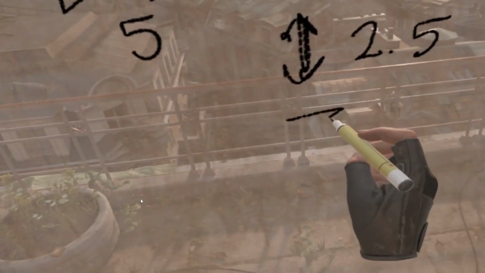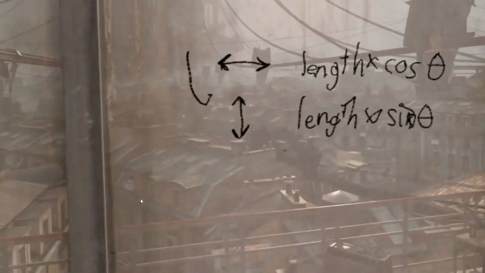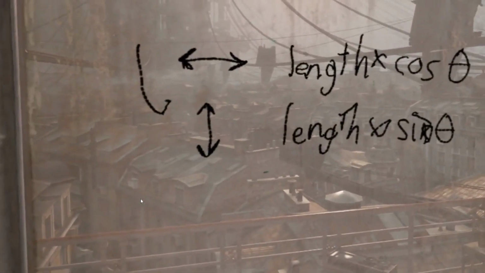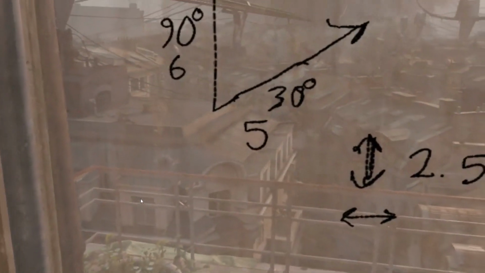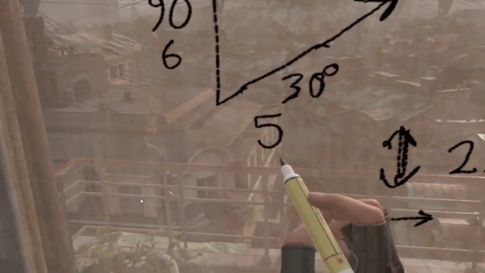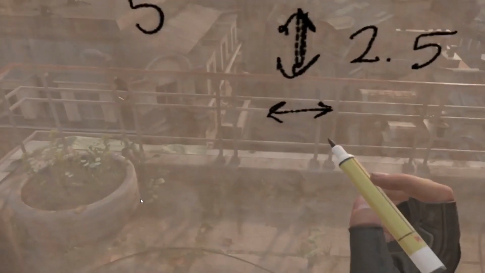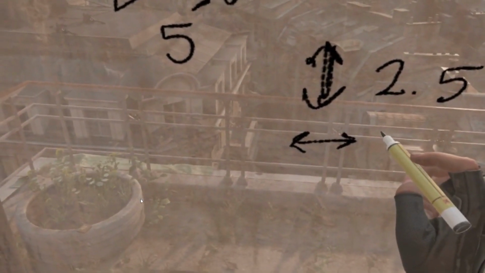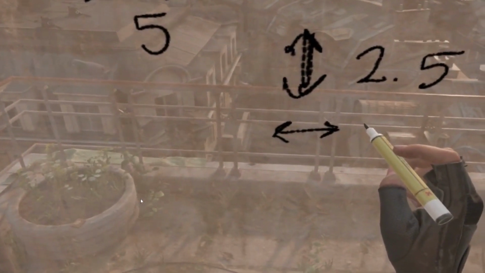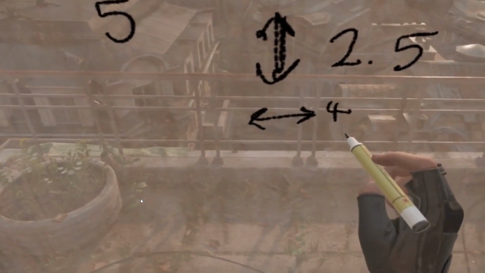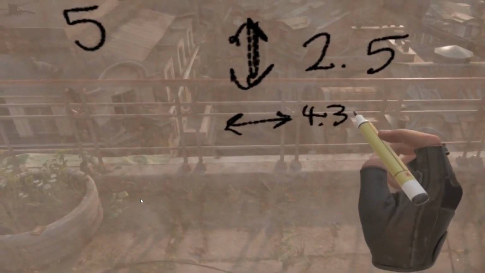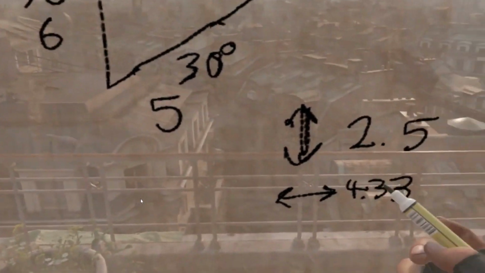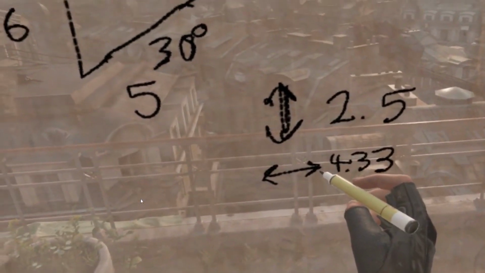So then we're going to get the horizontal, and for the horizontal it's going to be length times cosine, so cosine of 30 times 5. That is 4.3301. Okay, so we'll just say it's 4.33. So we've got the horizontal and the vertical of each of these.